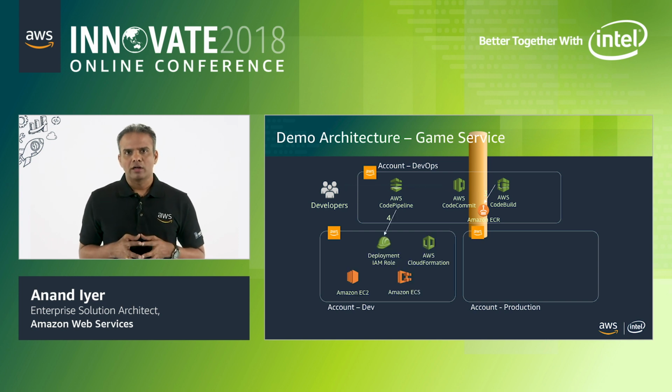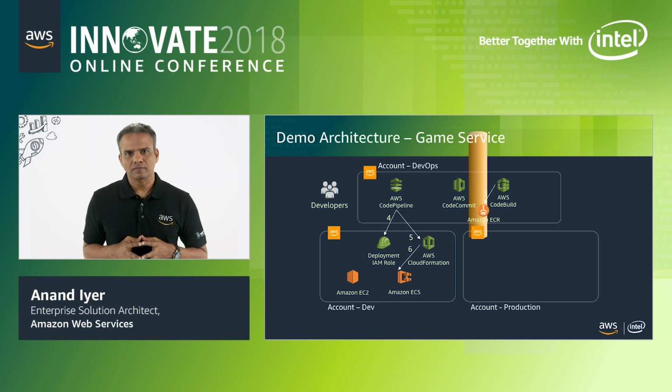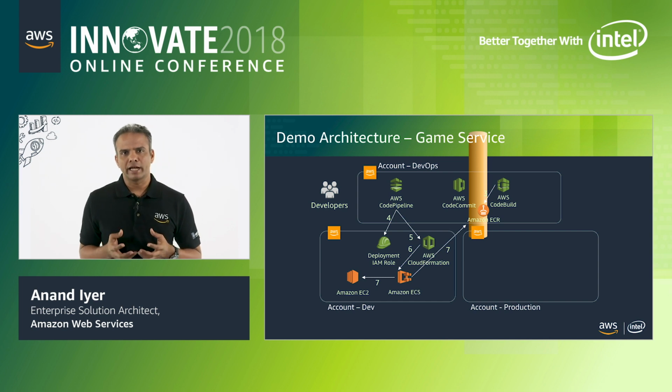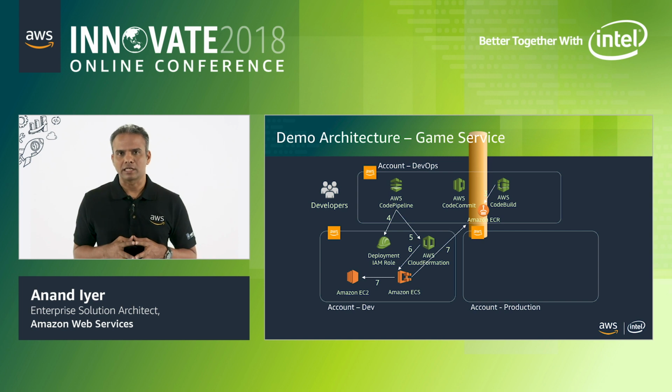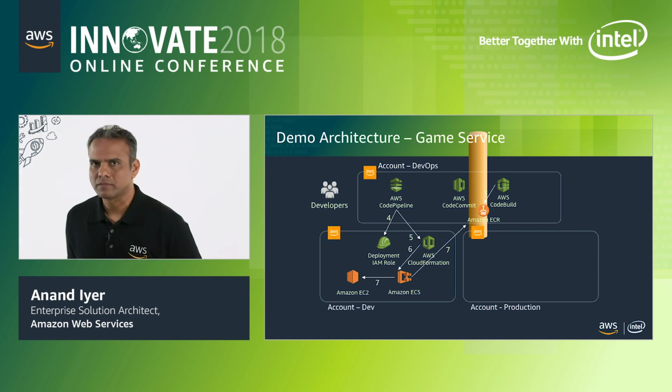In step 4, CodePipeline assumes the deployment role, and steps 5 and 6 invoke the CloudFormation service to create the ECS cluster. Finally, in step 7, the task definition from ECS pulls the game microservice Docker image that we created in the Elastic Container Registry, and then it deploys it to the ECS cluster.